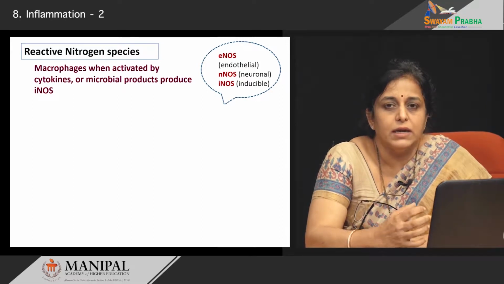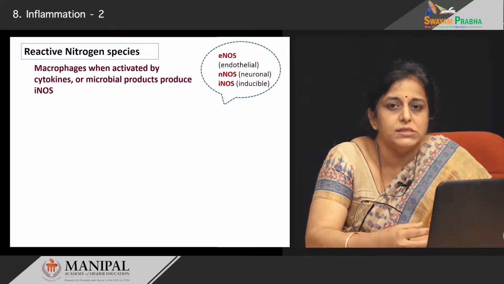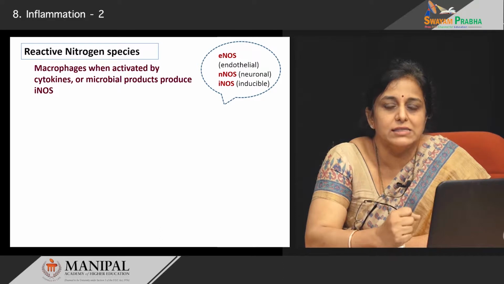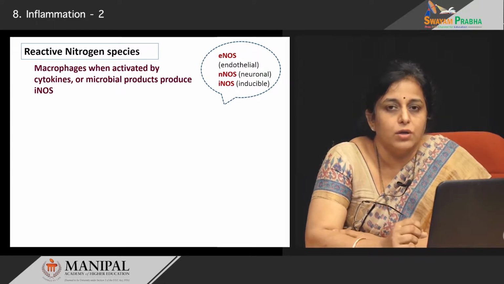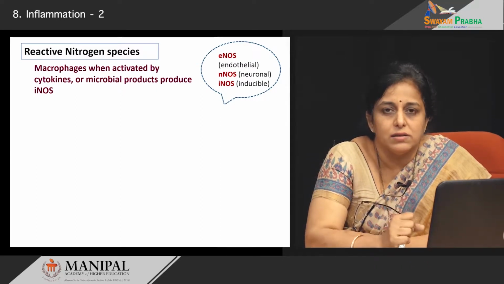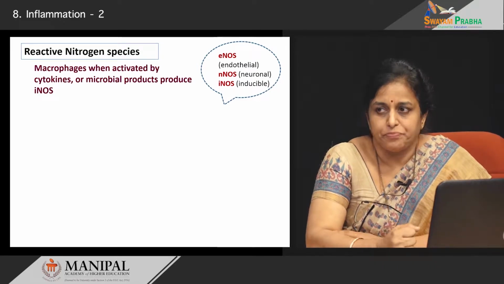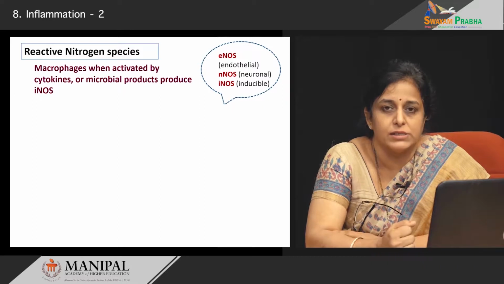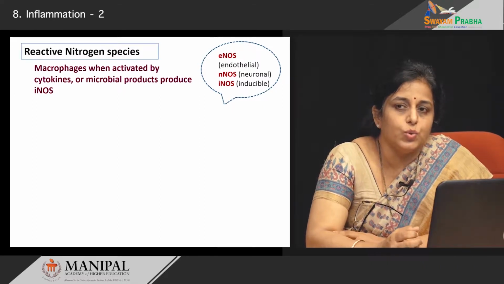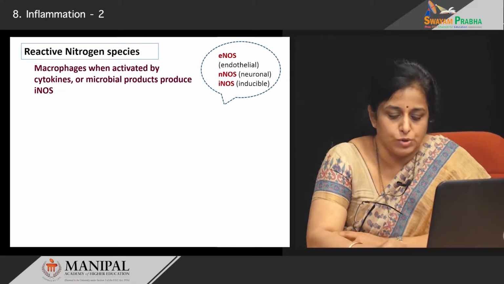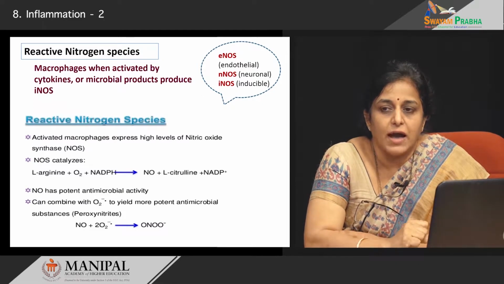This is because in response to inflammation, there is an enzyme called nitric oxide synthase, which is induced within the macrophages. Hence, it is called iNOS. So, iNOS is not normally present within the macrophages, they are induced in response to inflammation, whereas in certain other cells they are normally present. For example, endothelial cells have eNOS, neuronal cells have nNOS, whereas iNOS is induced only in the macrophages in response to inflammation. Now, what does this iNOS do?